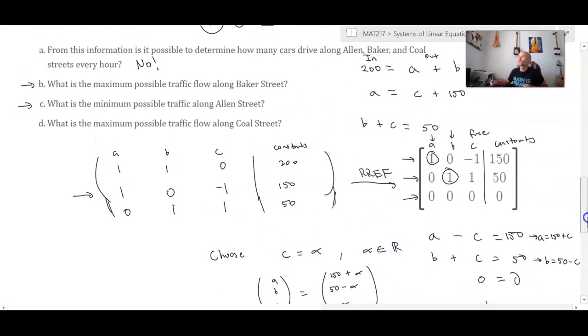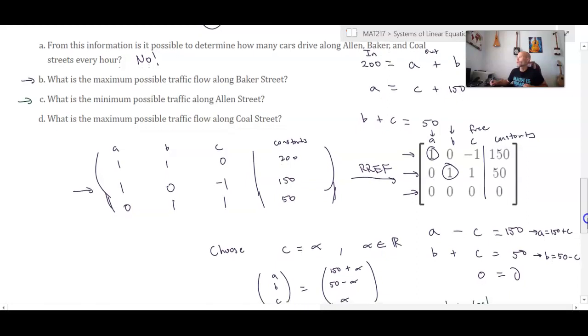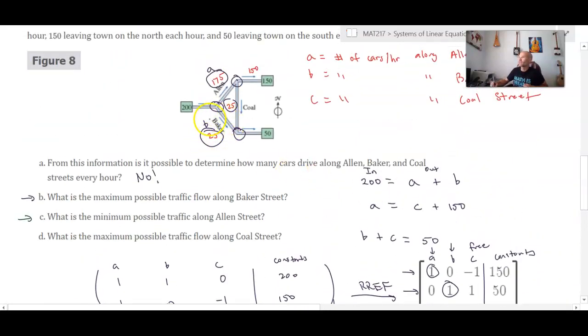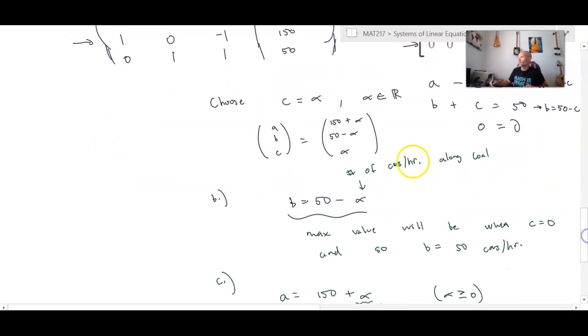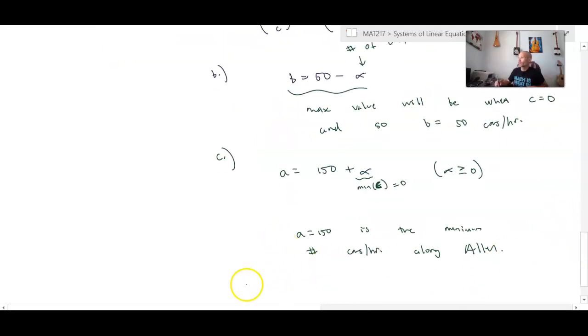What is the maximum possible traffic flow along Cole Street? Well, the maximum possible flow is the same as the maximum possible flow along Baker Street. You can't have more than 50 cars leaving that intersection. So Cole, the largest possible value it could be is 50. And another way you can see that pretty clearly is if alpha is bigger than 50, then you start getting negatives going down Baker Street. So to answer question D, C equals 50 is the maximum value of C.